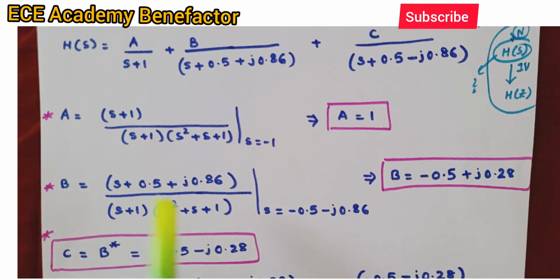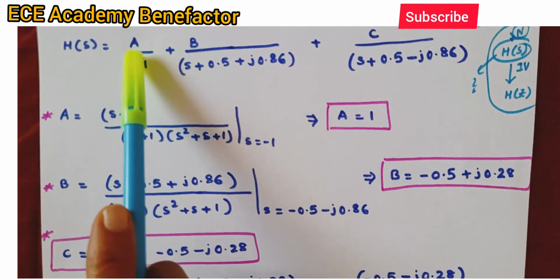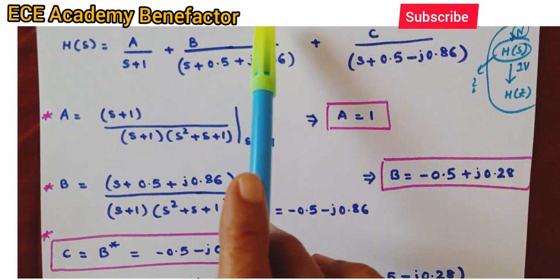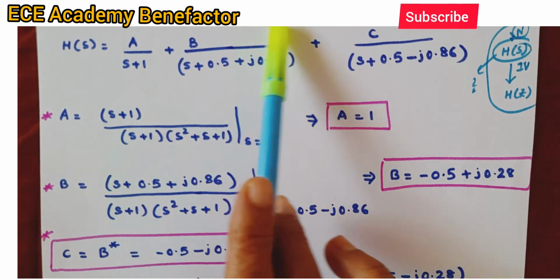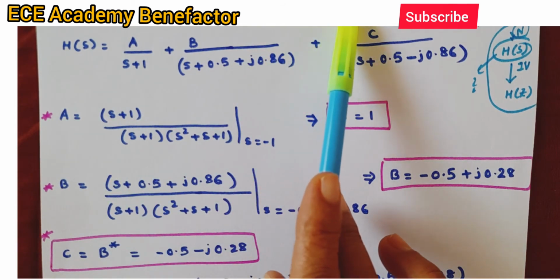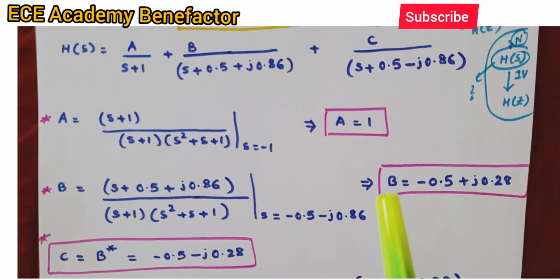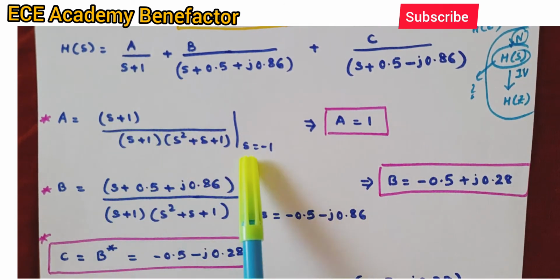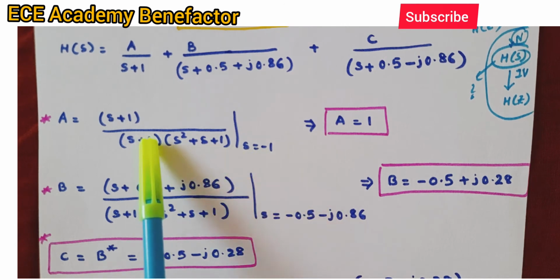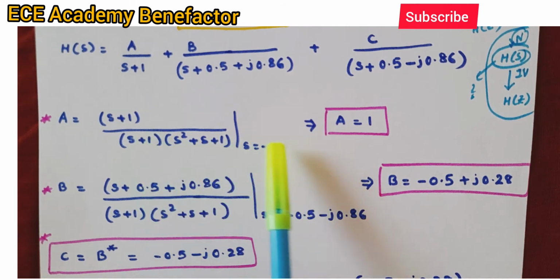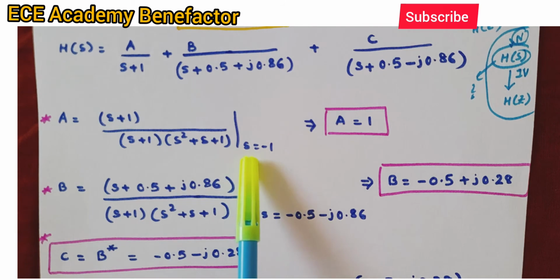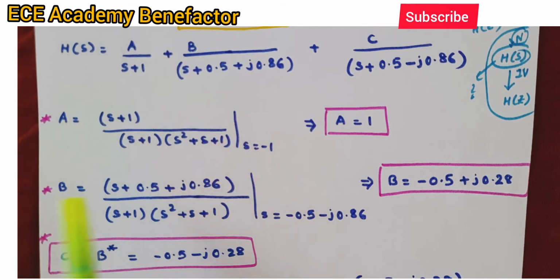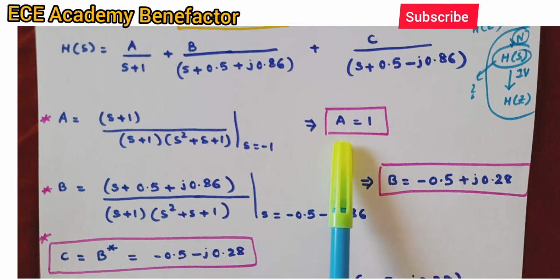Okay. So, how to find A? Take this S plus 1 and multiply it in the denominator, right? S plus 1 divided by (S plus 1)(S square plus S plus 1). What is S equal to? Minus 1. So, substitute S is equal to minus 1 in this equation. On simplifying, we will be getting A as 1.